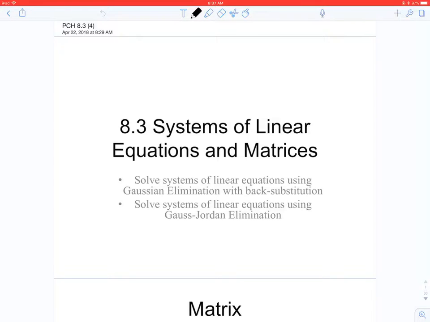Okay, so I'm going to do two videos for section 8.3 and kind of divide it up with how I did for class. So one video is going to focus on Gaussian elimination, and then the other video will focus on Gauss-Jordan elimination. So this is 8.3, systems of linear equations in matrices. So let's first go through some vocabulary, talk about what a matrix is, and then we'll actually get into using matrices to help us solve linear systems.